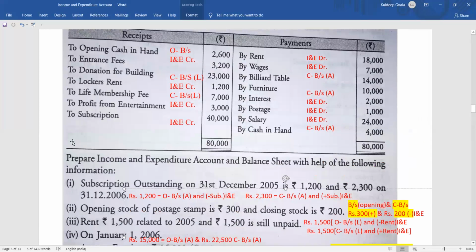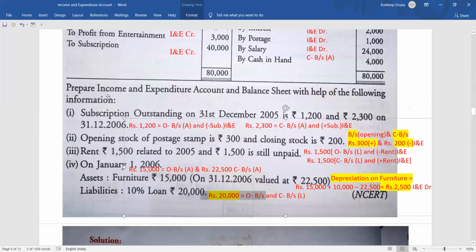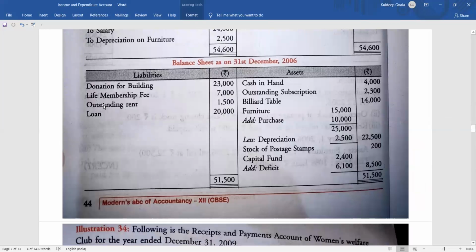This side we don't have anything else in the box. Let's move out of the box. What is there? First point we don't have, second point we don't have, in the third point we have. What is that? Rent outstanding 1500 rupees. Okay, this 1500 rupees will come in the closing balance sheet liability side. So let's go in the closing balance sheet again and see outstanding rent 1500.